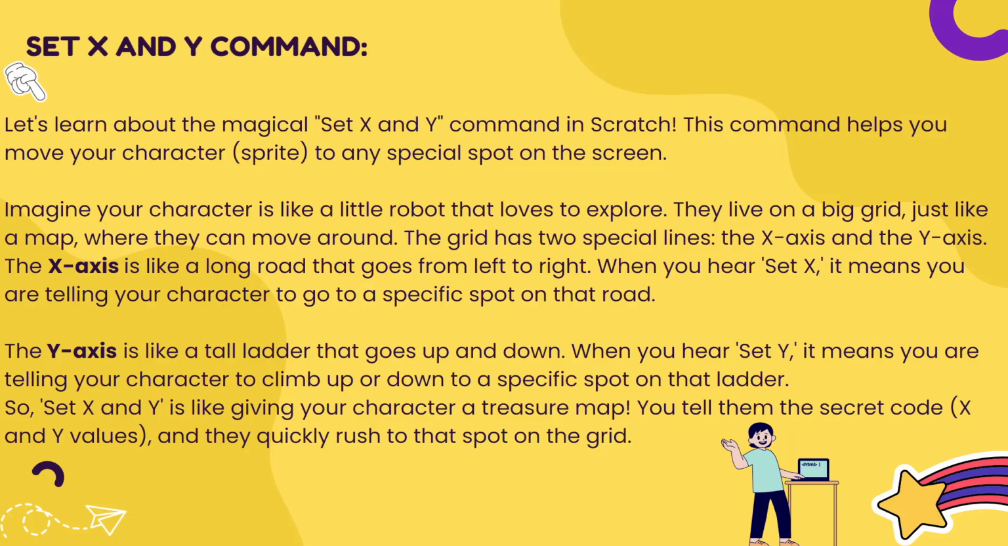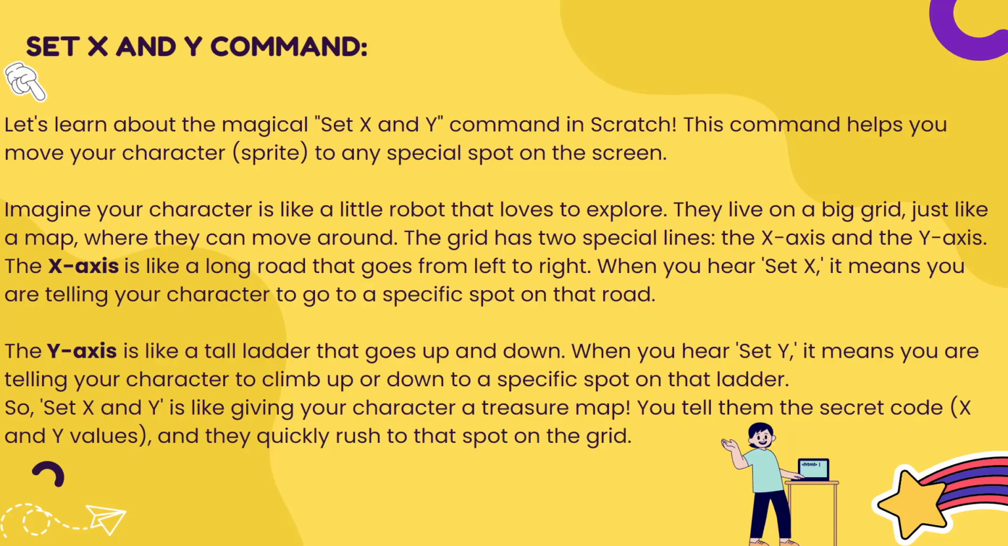Now let's see this in detail. Imagine your character is like a little robot that loves to explore. They live on a big grid, just like a map, where they can move around. The grid has 2 special lines, the X-axis and the Y-axis. X, like I said, is what? Sleeping line. So that is left or right.